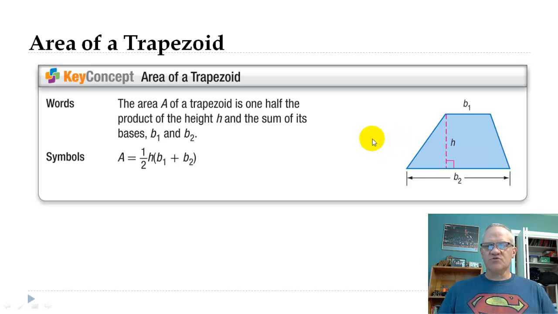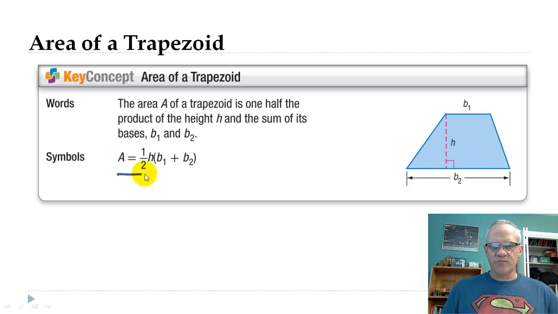The area of a trapezoid in this case: remember, in a trapezoid you have two bases. The two sides that are parallel are both bases, so you have a base 1 and a base 2. And then the height would be the distance from the one base to the other base. So that's your height. As you can see over here, our area formula is just 1/2 the height times base 1 plus base 2.